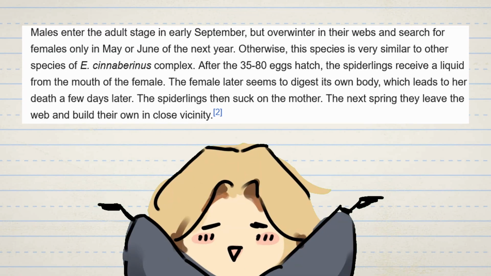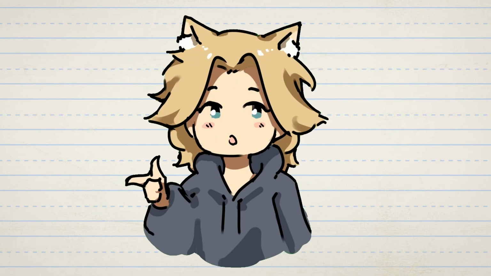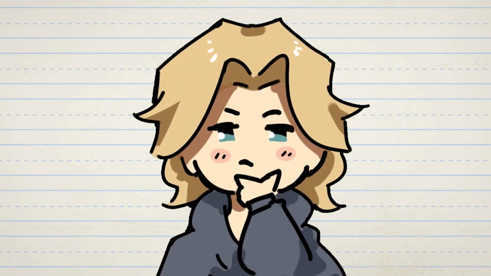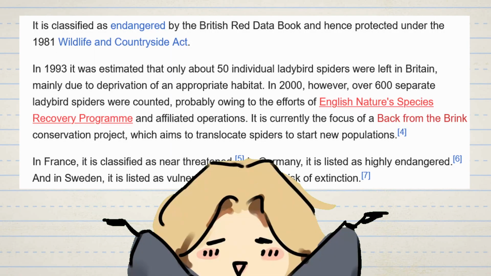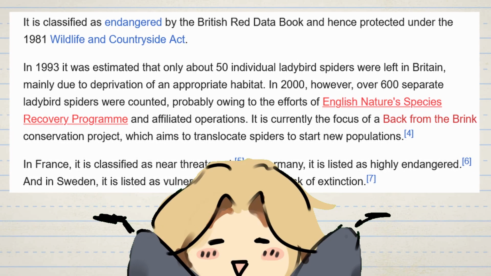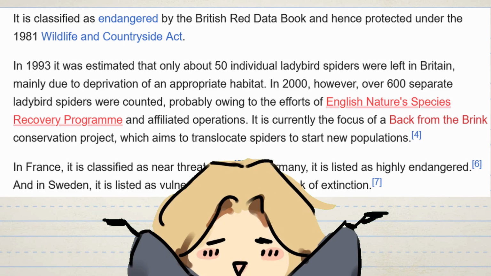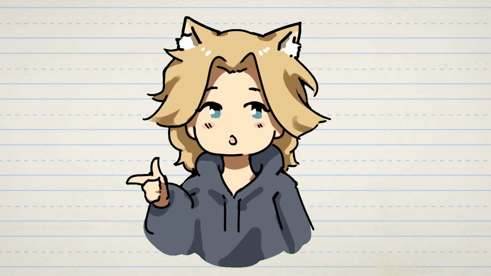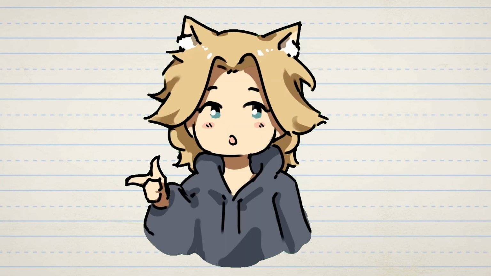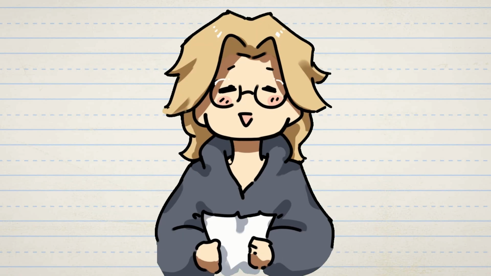It looks like after they lay eggs, the female digests its own body. Which, that's something. I don't know if we're incorporating that into the design, but that's kind of badass. So it looks like in 1993, there were only like 50 of them in Britain because of habitat loss. But in 2000, over 600 different ones were counted, so it looks like we're doing pretty well. Looks like the British didn't fully kill them, so that's something. That's not too bad. And I'll be pondering a little bit, doing some Pinterest perusing, and I'll get back to you guys with the sketch.